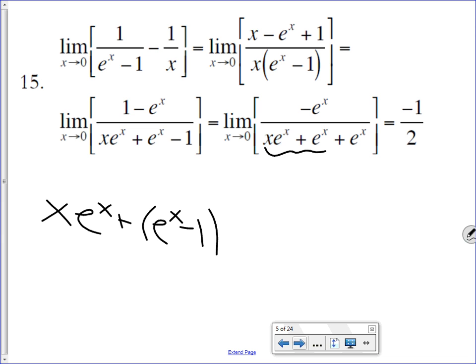And then take the derivative of e to the x. That's just e to the x, right? Derivative of e to the x. And then you try it again. You plug in the 0, and then you're done. You get the negative half. Got it?